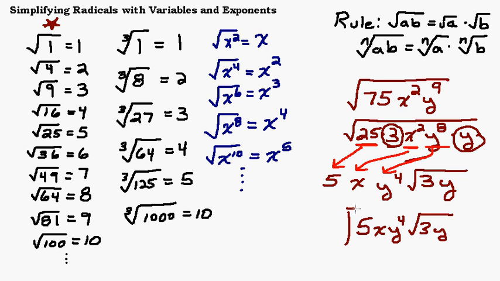of 3y. So there's a lot of stuff going on, but you really need to just break it down and look at it as smaller problems. Can I take the square root of 75? Can I take the square root of x squared, etc.?